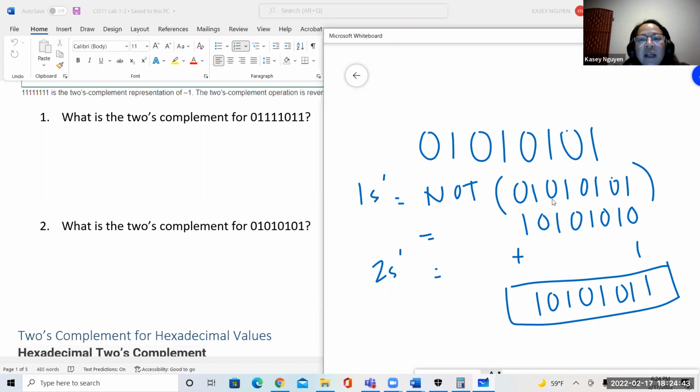Any question with question 2 in the lab?